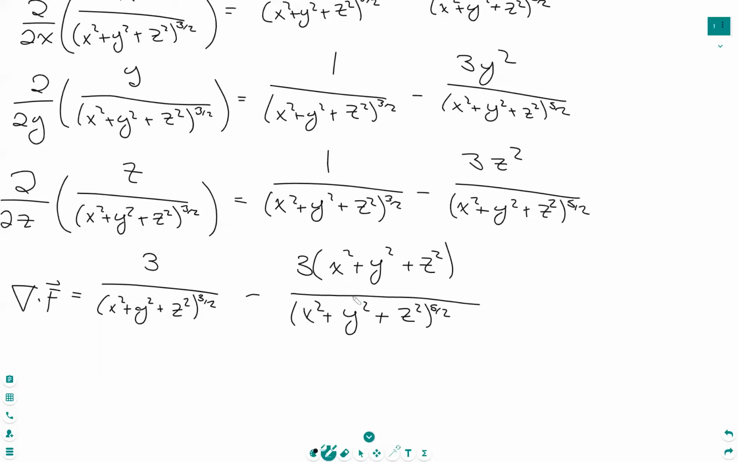Well, on this second term here, I have an x squared plus y squared plus z squared, right? So that gets rid of one whole factor of this. So we can cancel out the numerator, and then the denominator becomes to the 3 halves power. And then we still have this 3 kicking around. Well, that's exactly this term here, and we have a subtraction. So the divergence of F is 0.